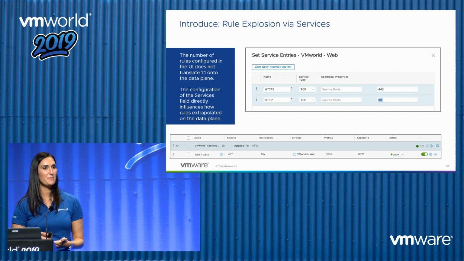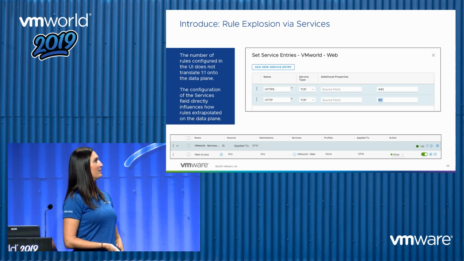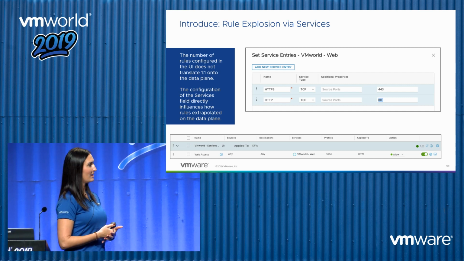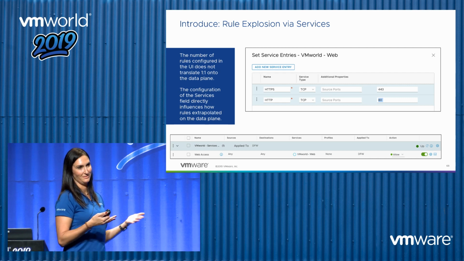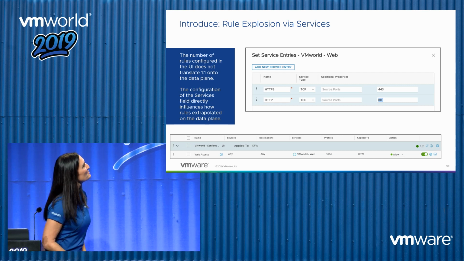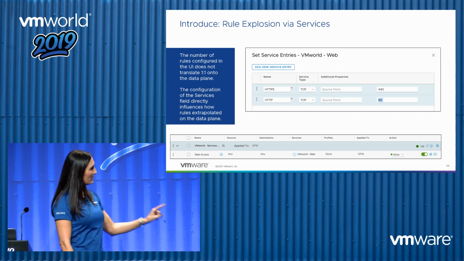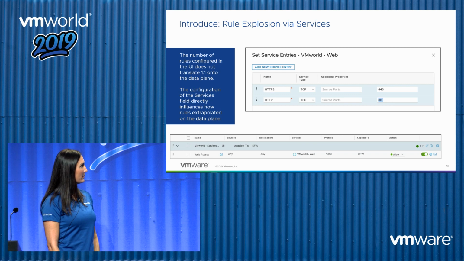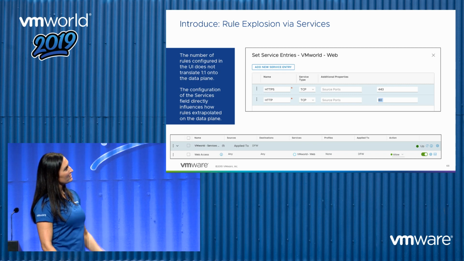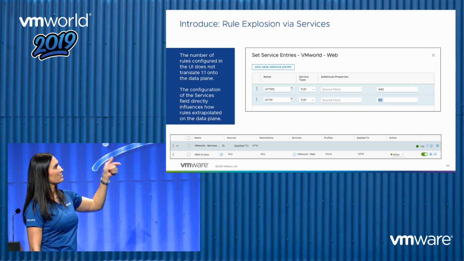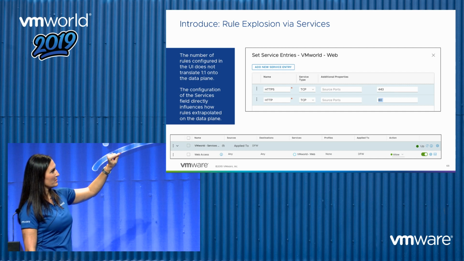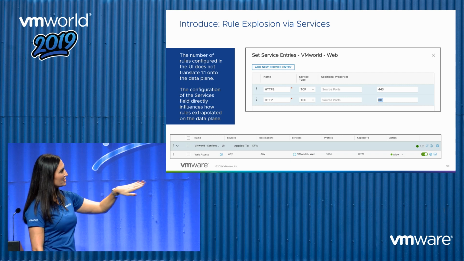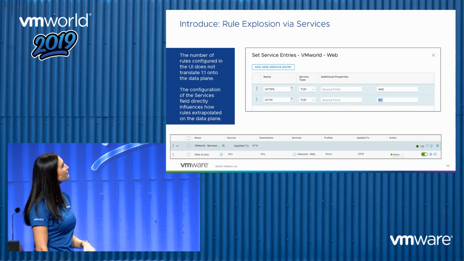I myself have been guilty in the early days of creating rule sets with a lot of ports and protocols in them and not realizing what was happening until I knew what was happening. But we have a rule here, and it's called web access. In that rule, we have a service called VMworld Web, and that service is created from two separate service entries: HTTPS and HTTP.